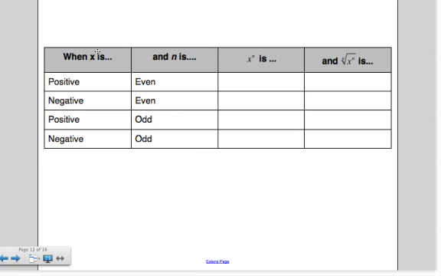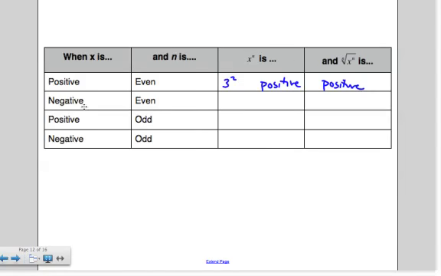Okay, so here are some examples. When x is positive, all right, and n is even. So for example, we would have 2 squared, positive and even, or I could do 3 squared. Okay, x to the n is positive, and the nth root of x to the n is positive.